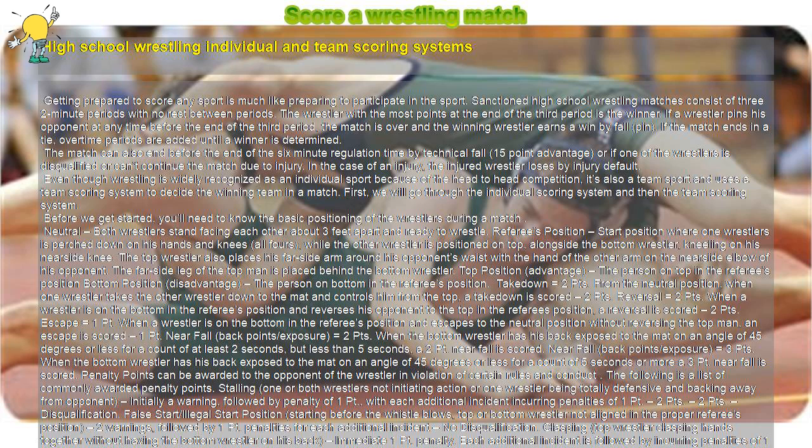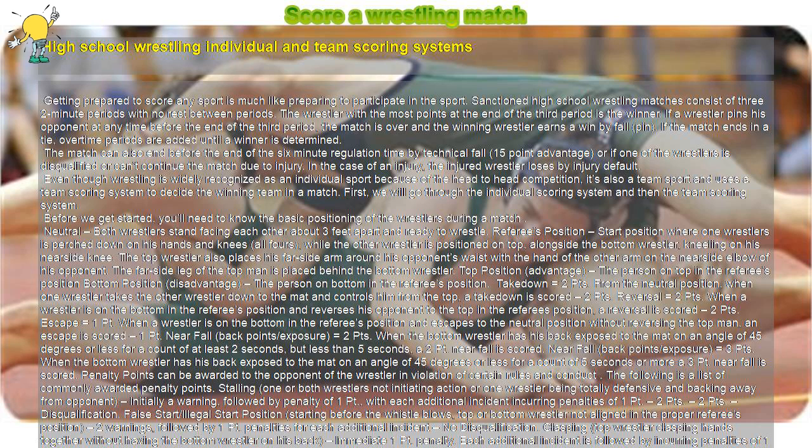Before we get started, you'll need to know the basic positioning of the wrestlers during a match. Neutral. Both wrestlers stand facing each other about 3 feet apart and ready to wrestle. Referee's position. Start position where one wrestler is perched down on his hands and knees, all fours, while the other wrestler is positioned on top, alongside the bottom wrestler, kneeling on his near side knee.